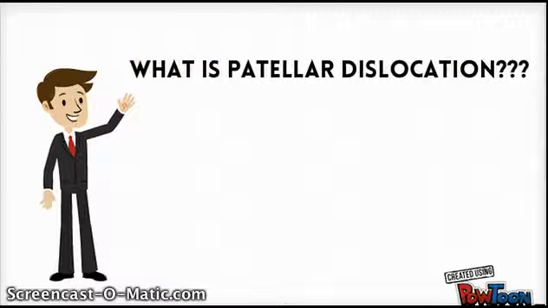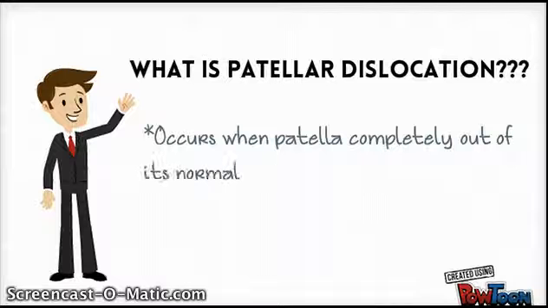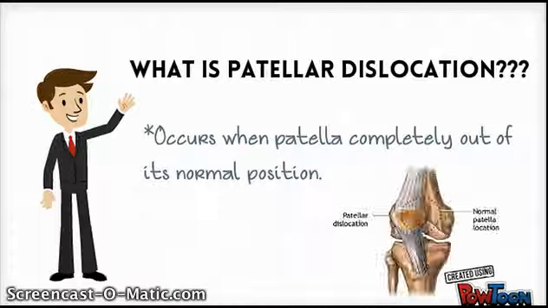What is patella dislocation? Patella dislocation occurs when the patella is completely out of its normal position. From the picture, we can see the bone that covers the knee has completely slid out of place.